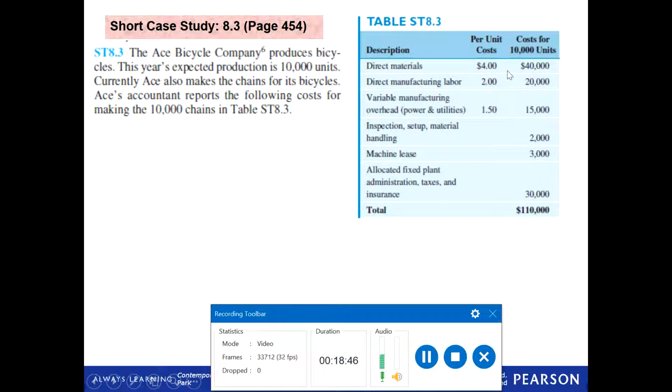Direct material, this is the per unit cost. For the total, this times 10,000 is 40,000 for material. For direct labor, it's variable, 2 times 10,000. Variable 1.5 times 10,000. Variable manufacturing overhead is this one. Now inspection, setup and material is 2,000. Machine lease is 3,000. Allocated fixed plant administration, taxes and insurance is 30,000. So this is the total cost. These are the variable costs, and then these are other costs, right? So 110,000 is the cost, right?